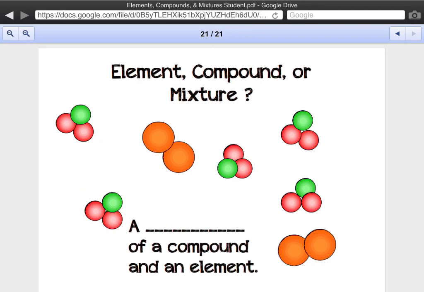This is the last one. Do you think this is an element, a compound, or a mixture? If you said that this was a mixture of a compound and an element, you were correct. You have a molecule of the same element there, and you have compounds here.